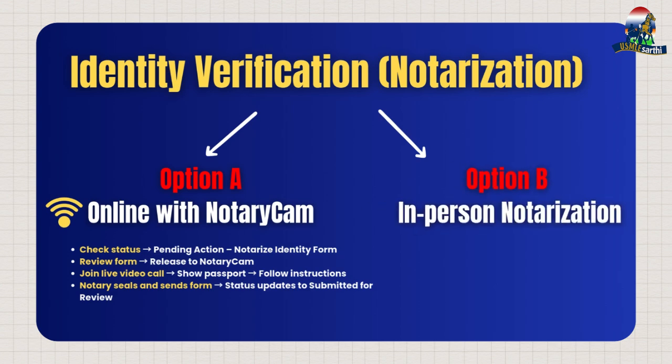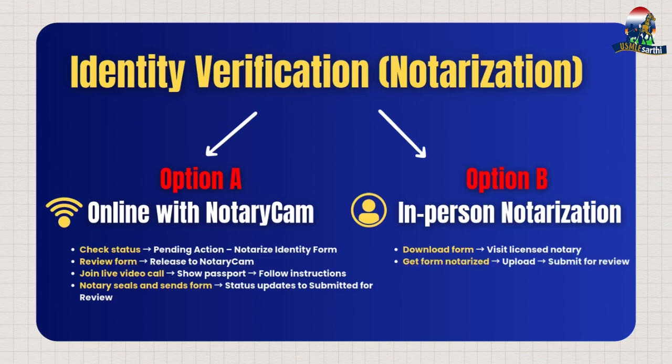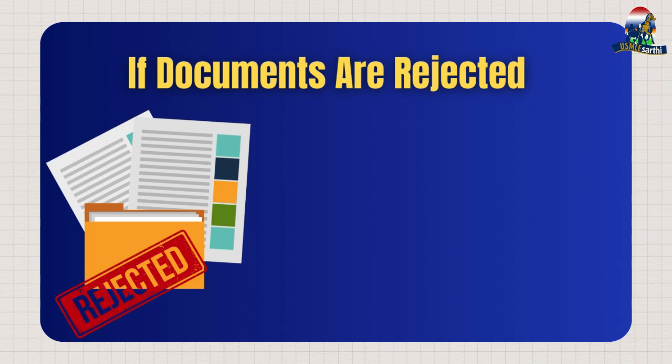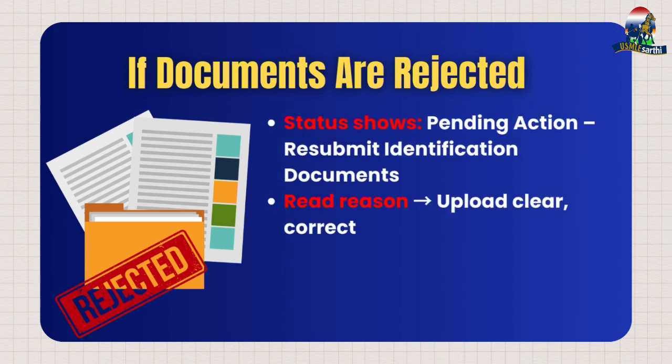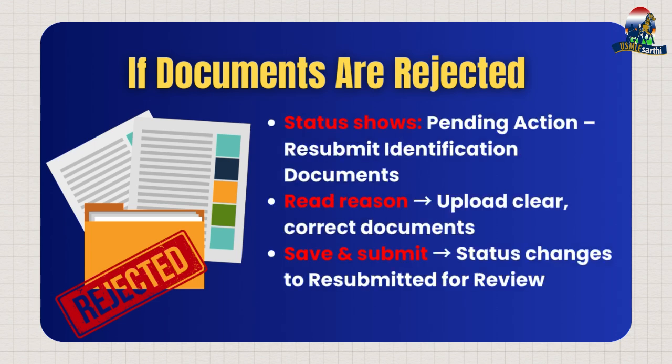Option B. In-person notarization. Download the form, visit a licensed notary, get it notarized, upload it, and submit. If documents are rejected, the status will show pending action, resubmit identification documents. Read the reason carefully, upload clear and correct documents, save, and submit again. The status will then update to resubmitted for review.